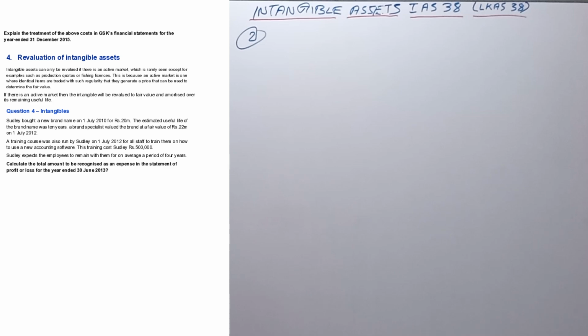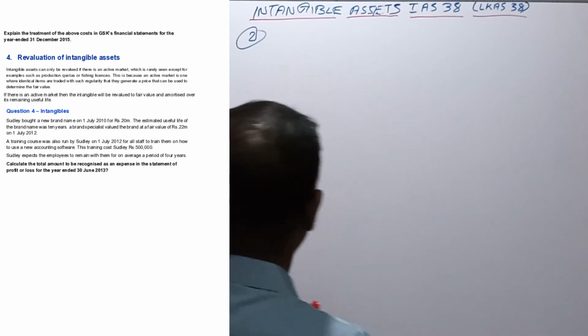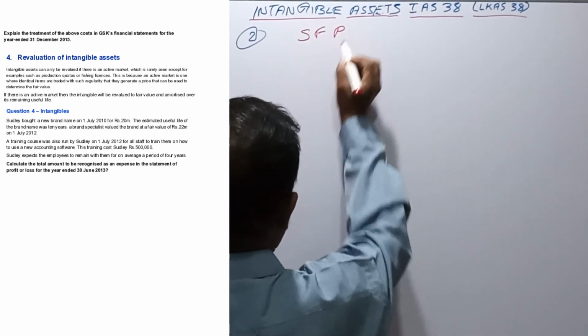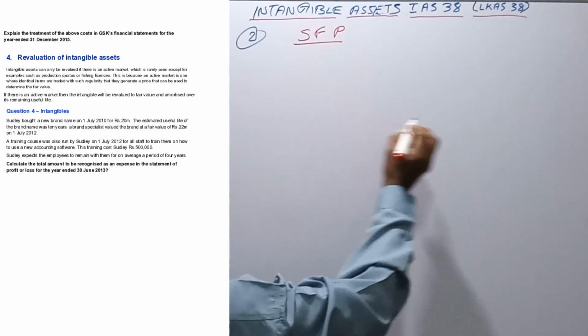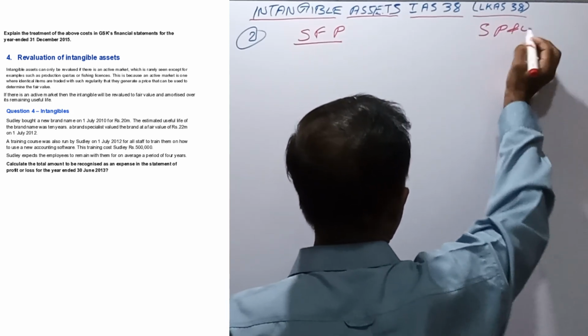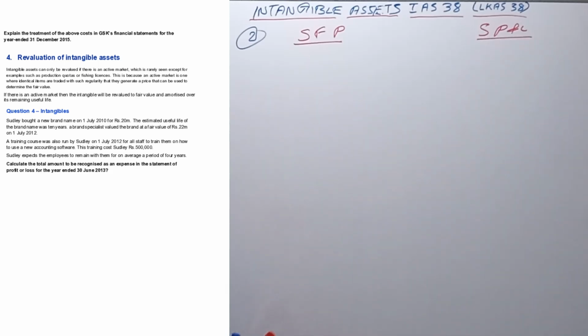So, explain how Booker should account for the expenditure in the financial statements. Financial statements, that is the statement of financial position and the statement of profit and loss account.